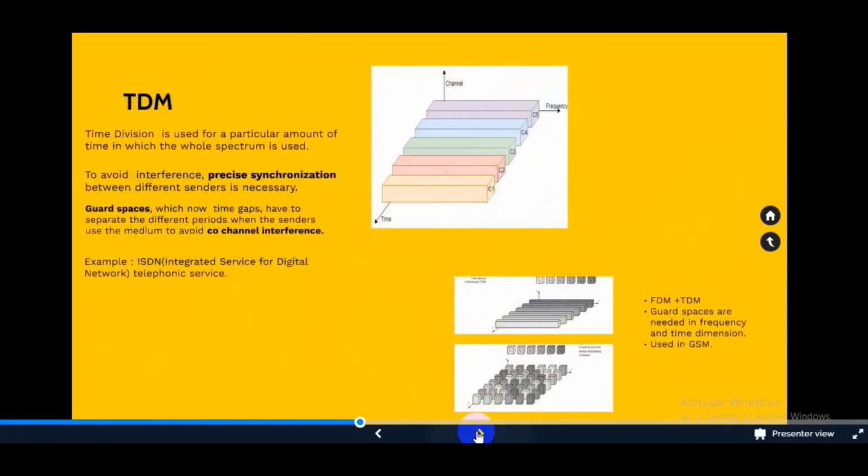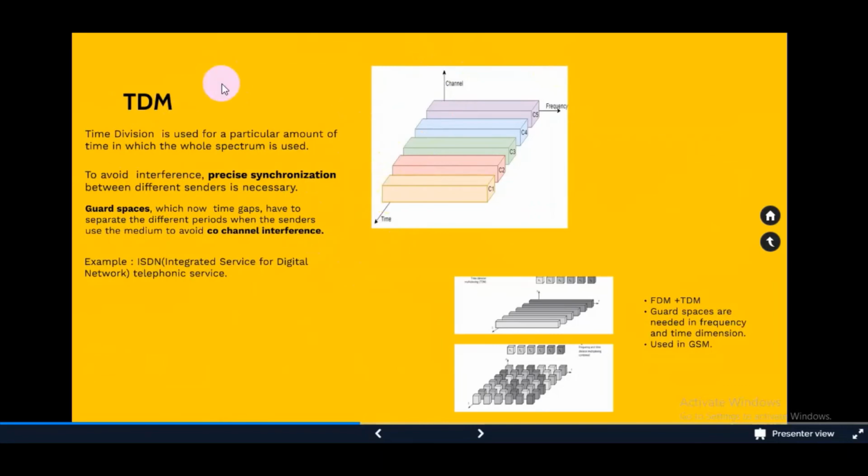Now the next topic is time division multiplexing. So what is time division multiplexing? It is used for a particular amount of time, in which the whole spectrum is used. Previously, with space, the division was happening with regard to space. When we talked about frequency, the dimension of frequency was taken into consideration, so the frequency was getting divided. In the same way, with time division multiplexing, the dimension on which the division is going to happen is the time domain.